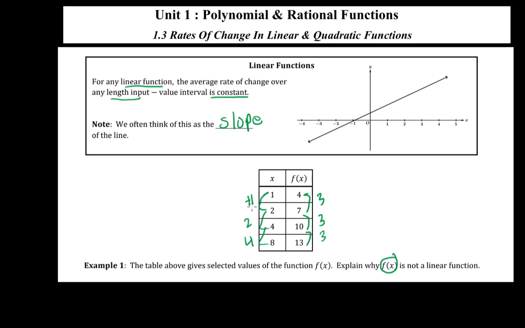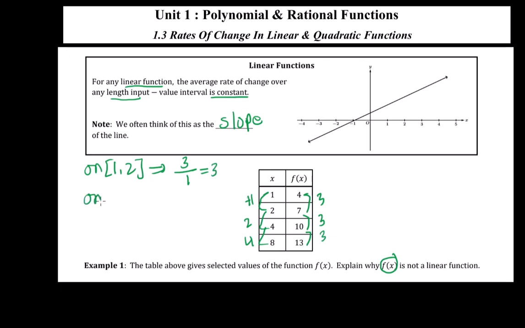1, 2, and 3. So now let's analyze each interval, from 1 to 2, 2 to 4, 4 to 8, and see if the slopes are the same, because the average rate of change over the interval should be a constant. That's what we're looking for. For the interval 1 to 2, the difference of y is 3, divided by 1, so the answer is just 3.